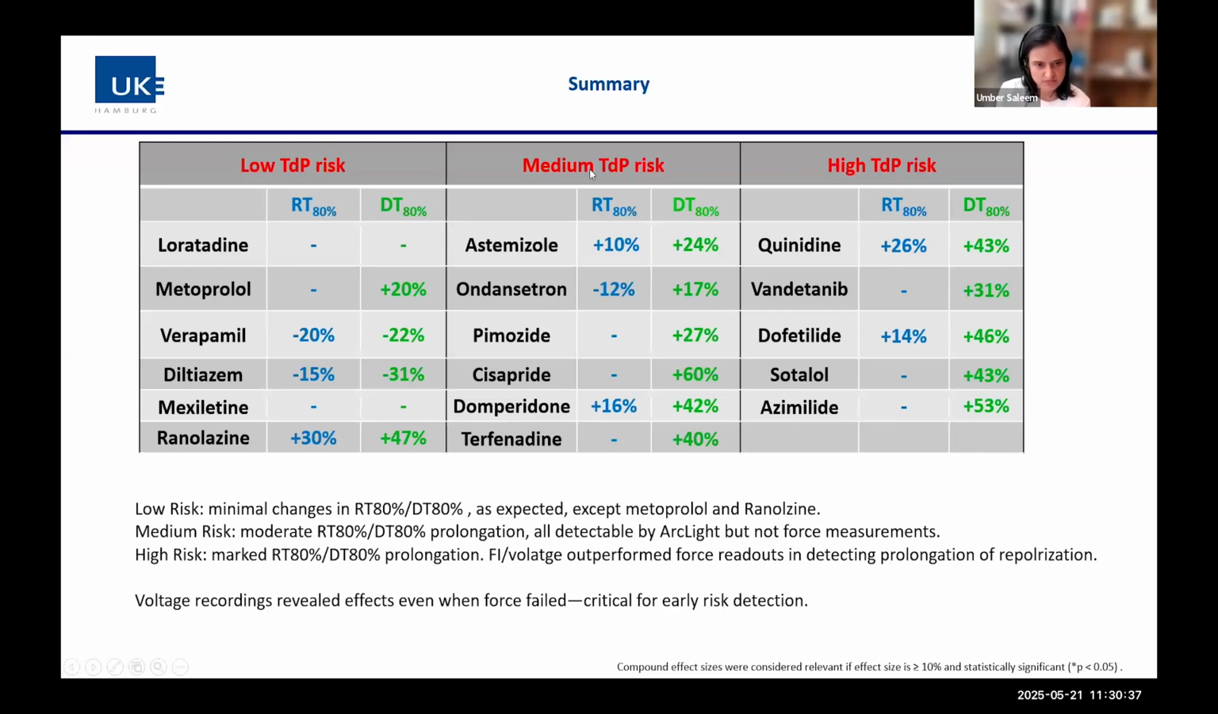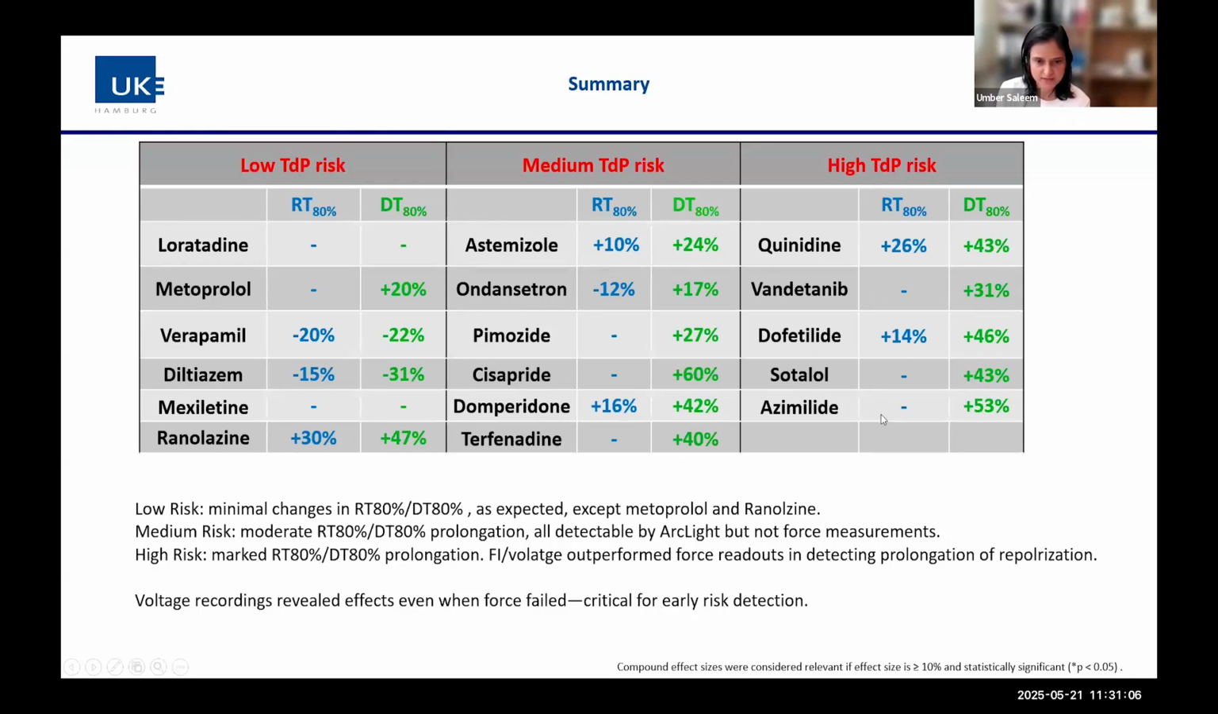And then medium risk drugs have shown increase in decay time in all of the drugs, while increase in relaxation time was shown only in 2 drugs from this category. And in the high TDP risk category, we have seen increase in decay time in all drugs, but increase in relaxation time was only observed in quinidine and dofetilide and not the other drugs.